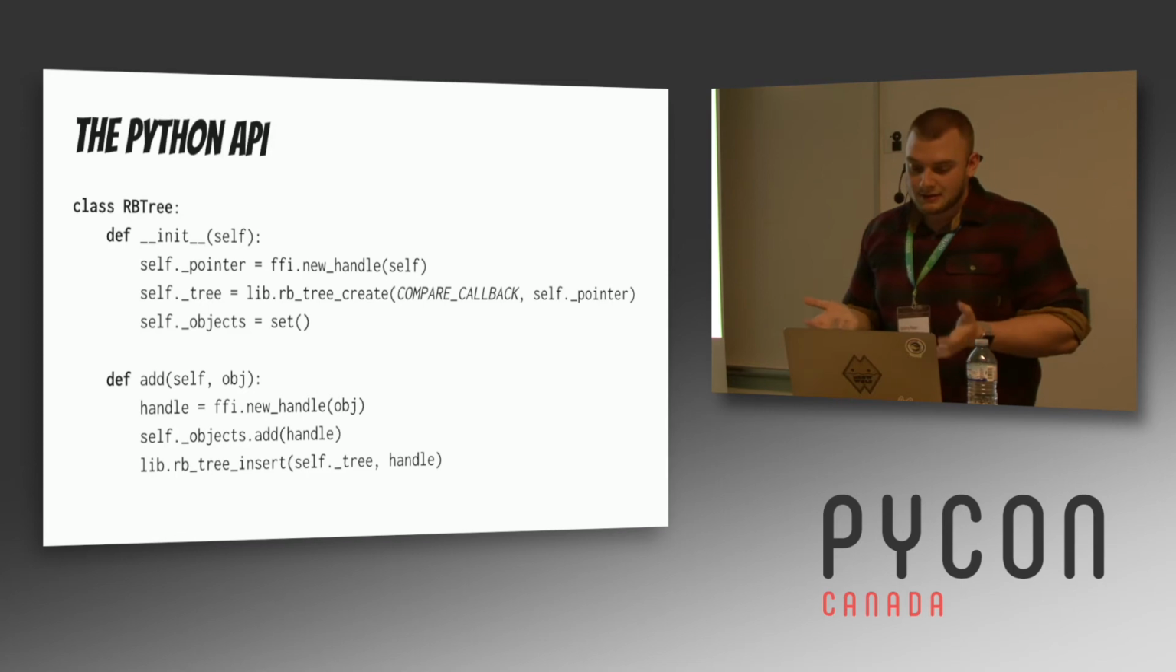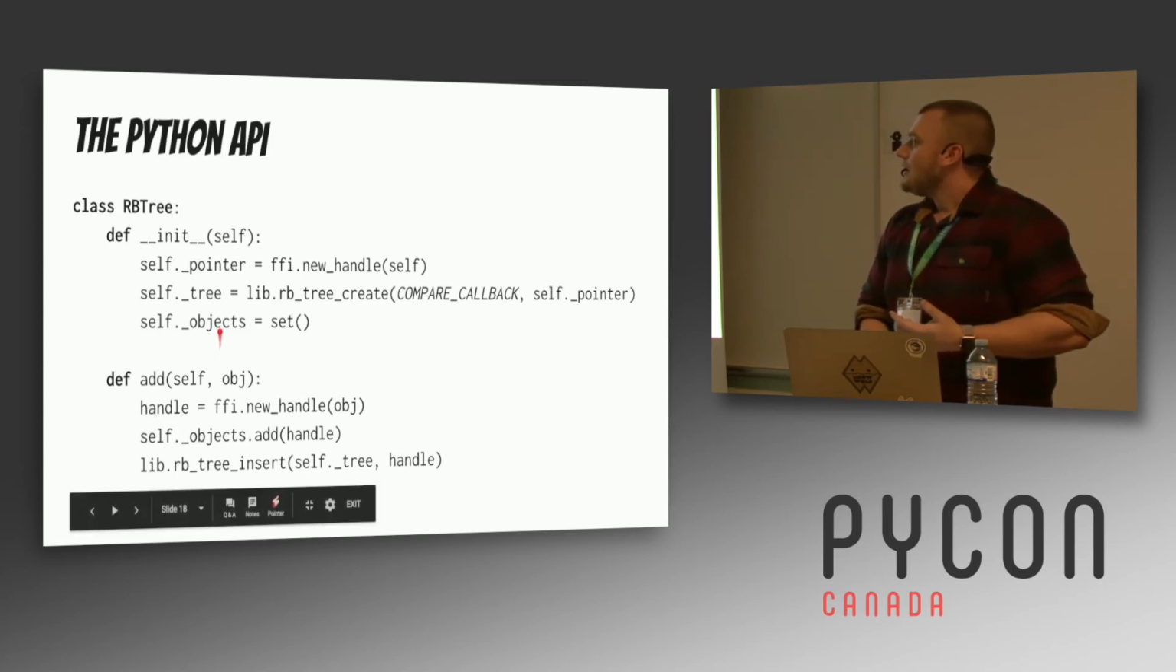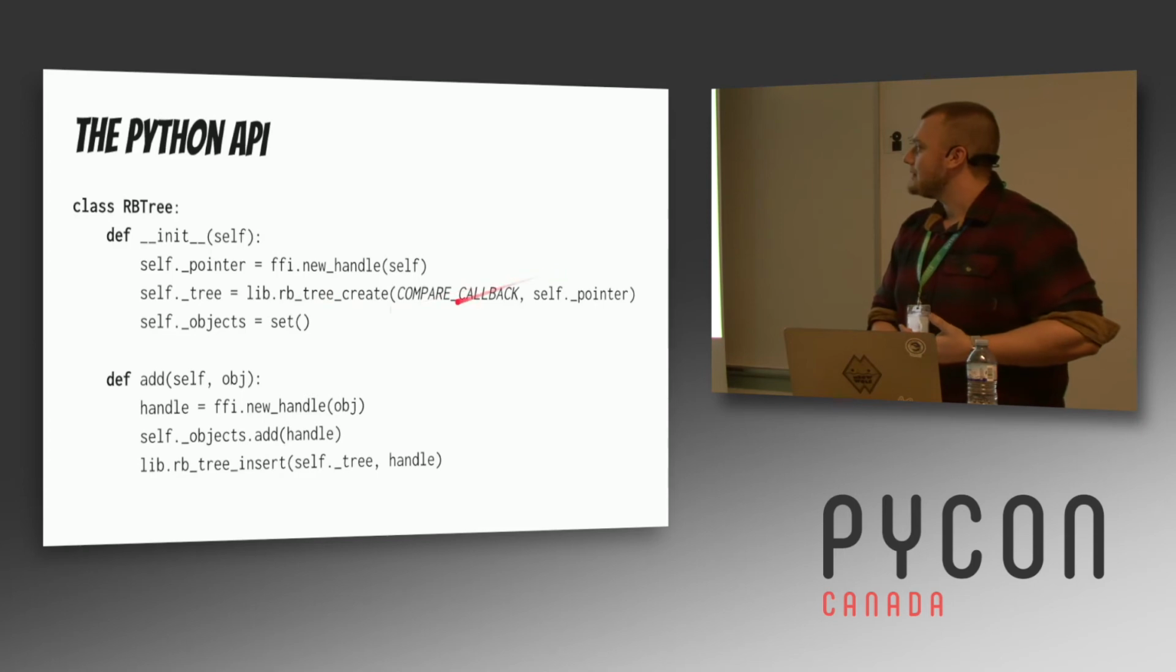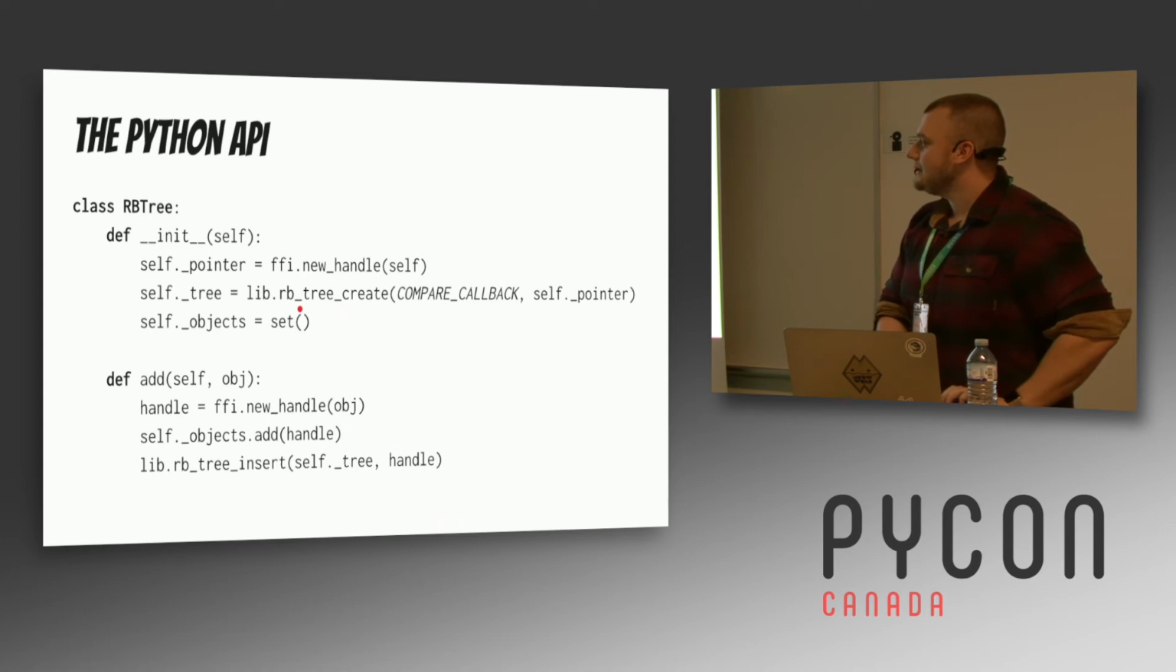And then the Python API is actually relatively simple. On initialization, we call rbtreecreate, and we're going to have some value here that's the comparison callback, and we've made a pointer to the rbtree object itself, and we put that on the tree in C so that we have a reference back to it.